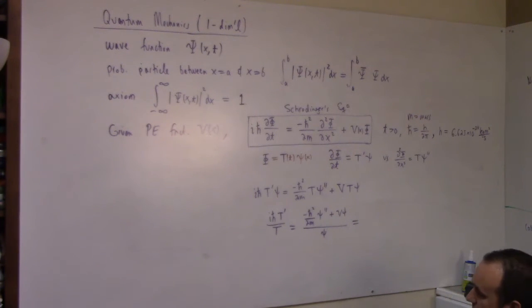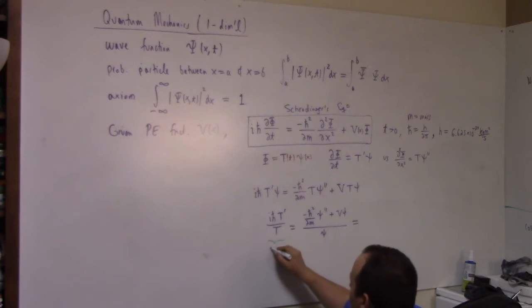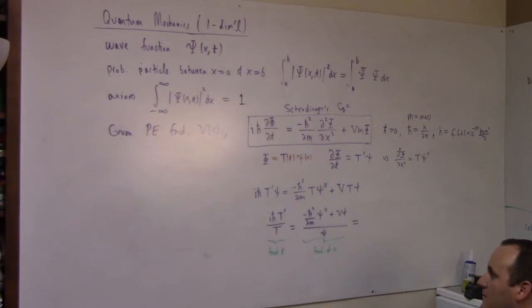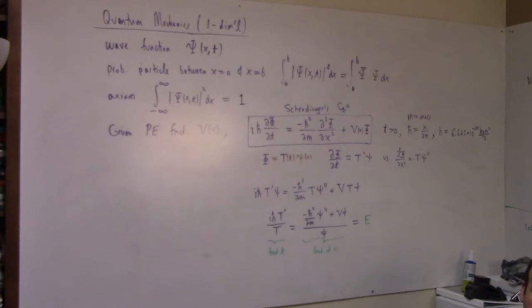And then again, same as we talked about in the last three of our talks, this is a function of t. This is a function of x, right? So it has to be constant, right? And so, for physical reasons, this constant we call E. And that is, in fact, the energy.